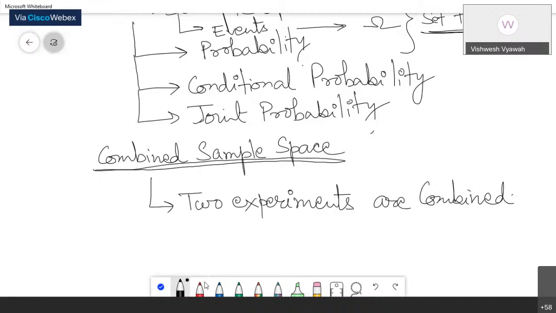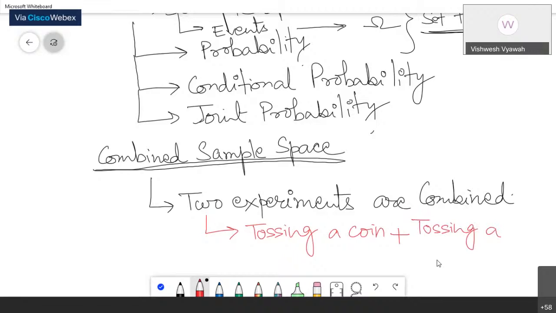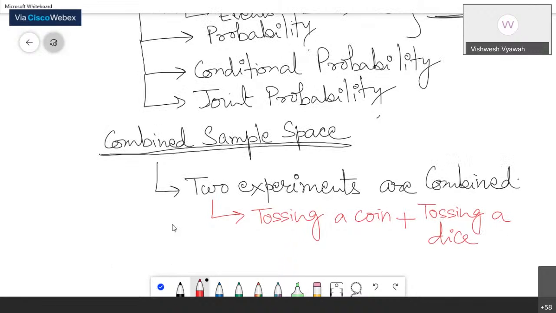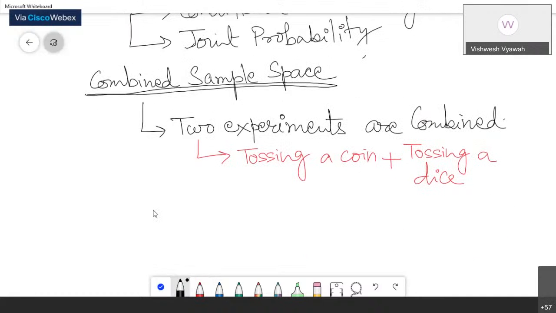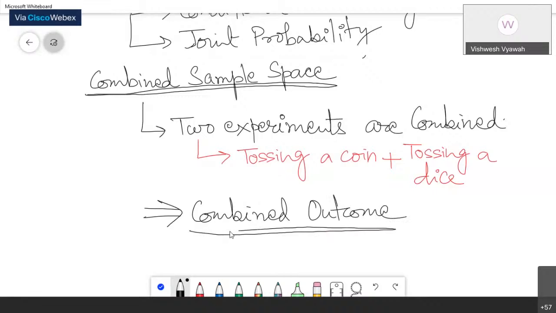Examples I can give you. Tossing a coin plus tossing a dice. You can also do an experiment where you throw the dice and you toss the coin simultaneously. That can happen, right? And then you are interested in the combined outcome. Very important, combined outcome.